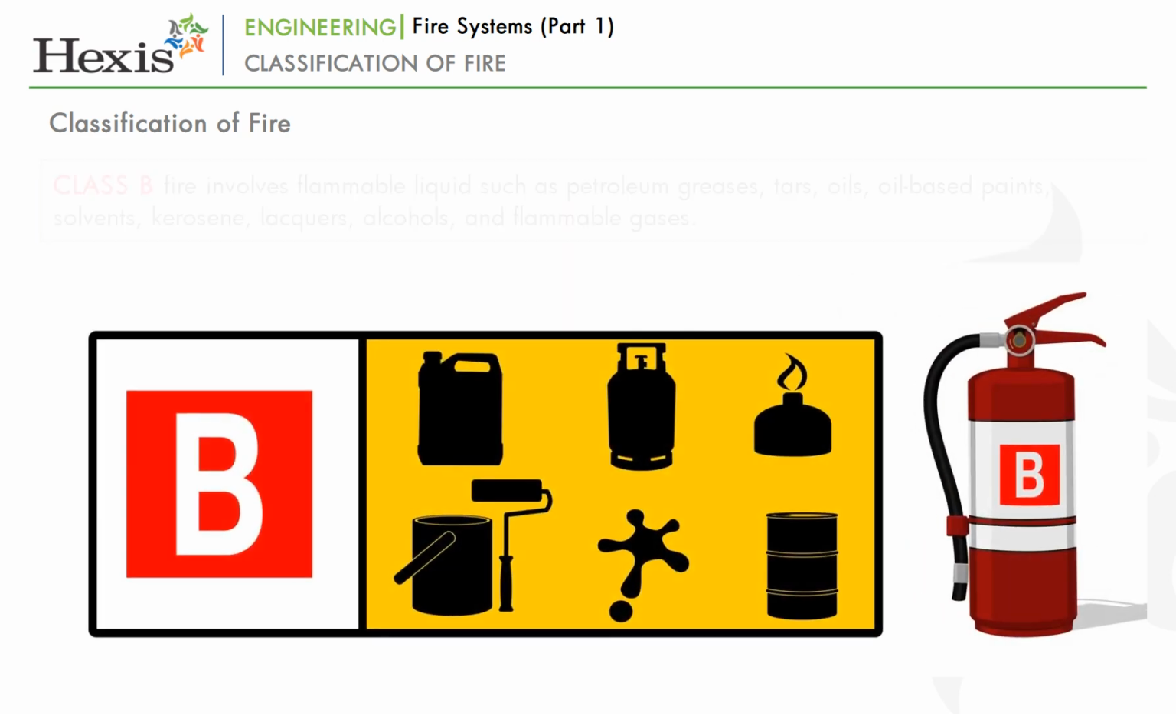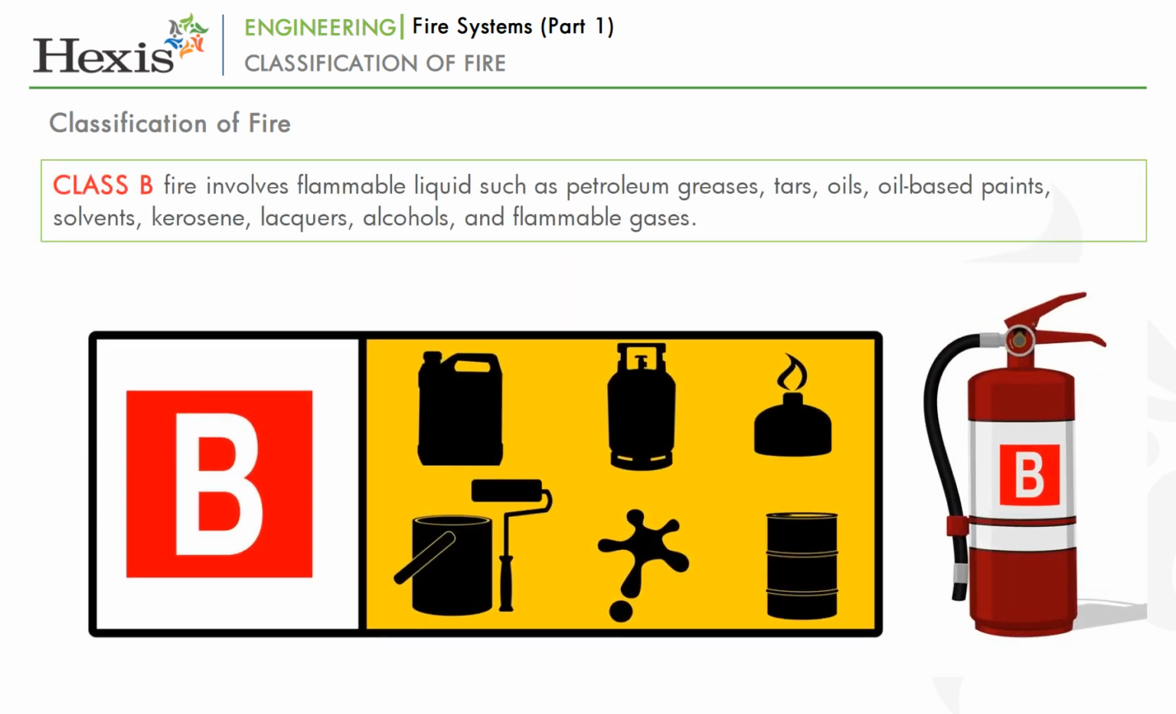Class B. The Class B fire is defined as the type of fire that uses a flammable liquid or gas as its fuel base. Common liquid-based fuel sources include petroleum greases, tars, oils, oil-based paints, solvents, kerosene, lacquers, alcohols, and flammable gases. Flammable gases such as butane or propane are also common fuel sources of Class B fires.